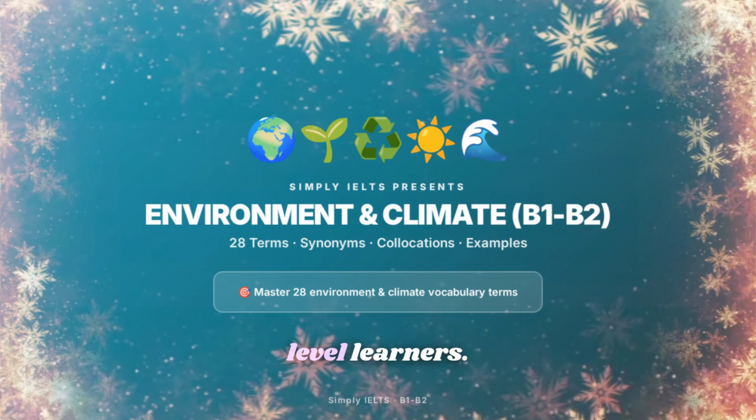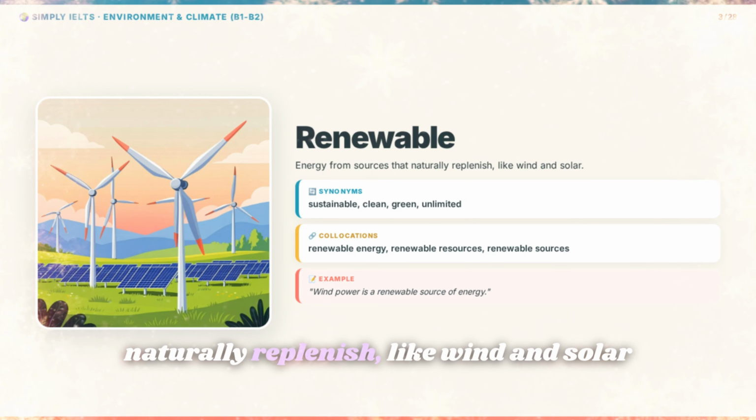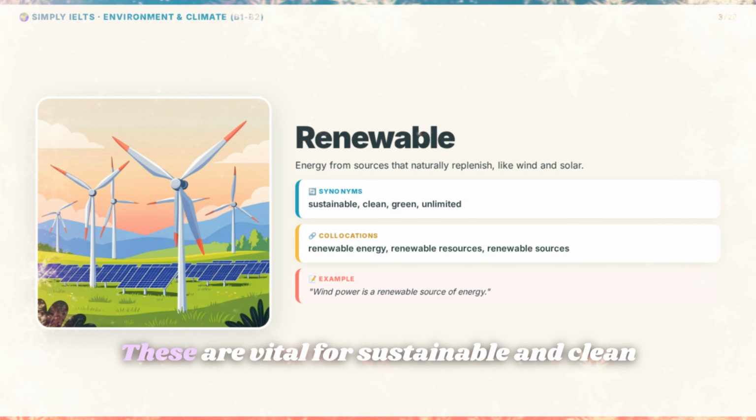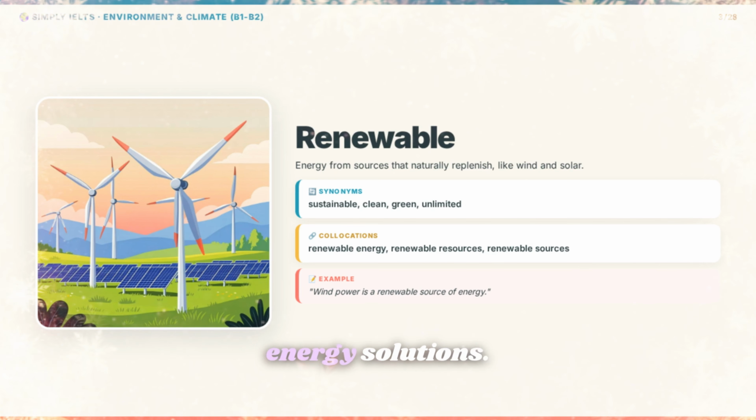Next is biodiversity, defined as the variety of plant and animal life in a particular ecosystem. We often discuss the loss of biodiversity and the need to protect it. Our third term is renewable. This describes energy from sources that naturally replenish, like wind and solar power. These are vital for sustainable and clean energy solutions.